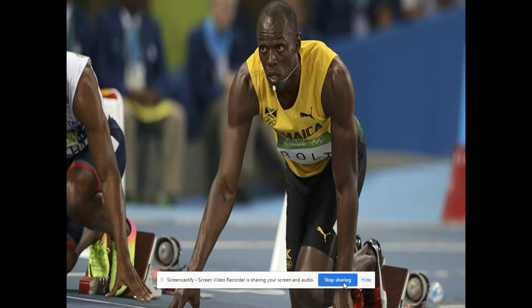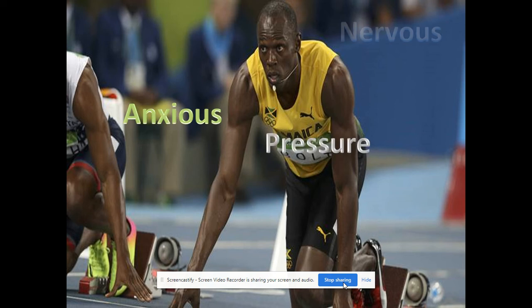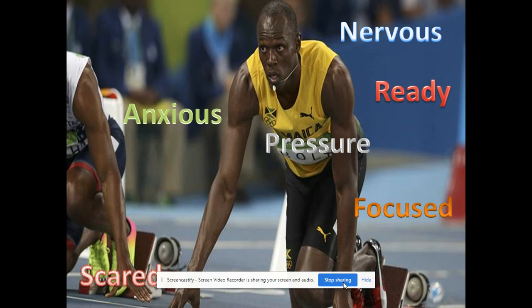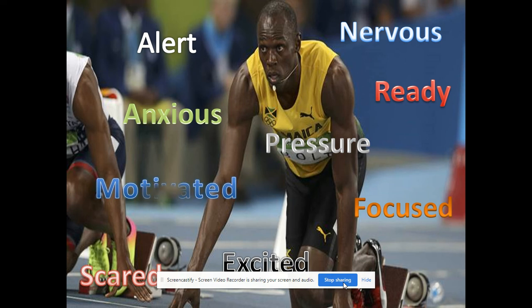Okay, I've put on the screen now a picture of Usain Bolt. Those of you that have seen him perform know that actually he can be quite comical. Before a race, fist bumping maybe with someone that's there with him, but it is his way of dealing with his arousal levels to allow him to focus. The types of things that he might be feeling is quite anxious, pressure, nervous, ready, scared, focused, alert, excited, okay, and motivated.